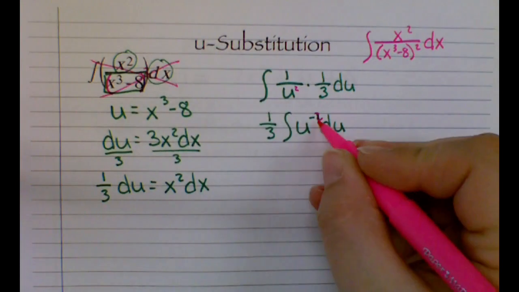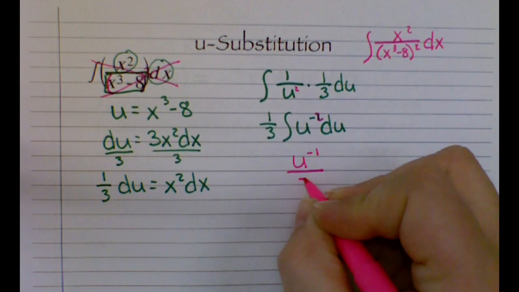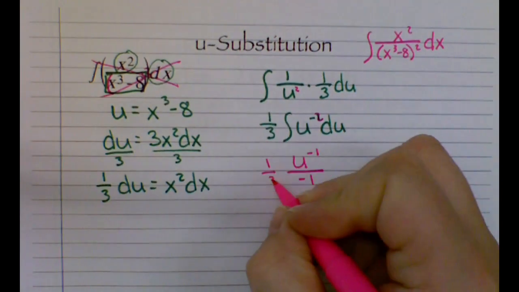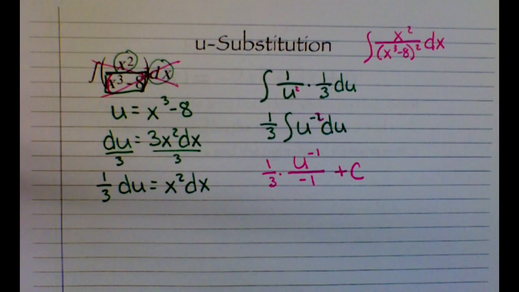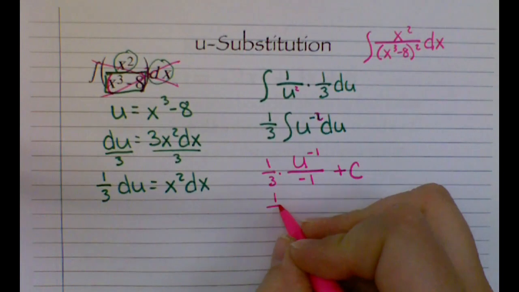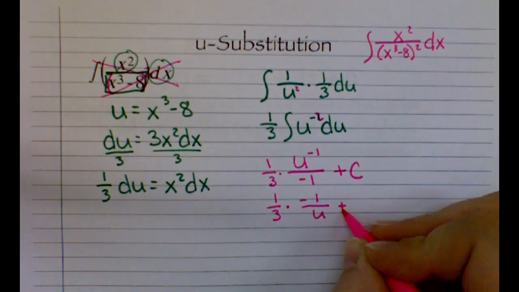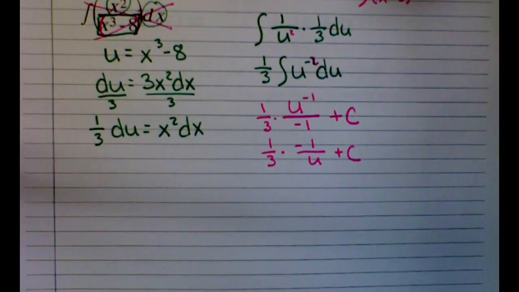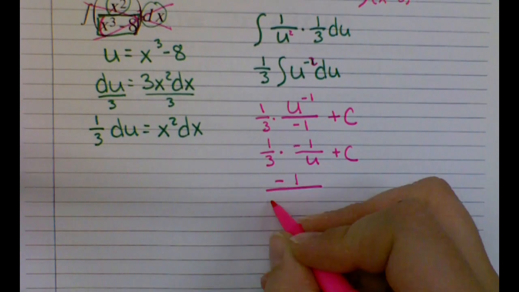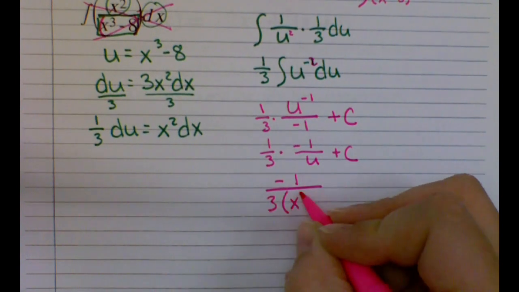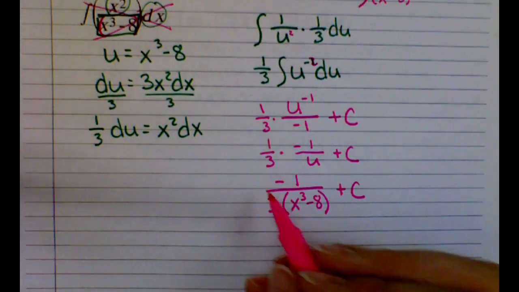So now we add 1 to the power, it becomes u to the negative first power, divide by that power. My 1/3 is still out front, and stick a plus c on the end. Well, that means 1/3 times negative 1 over u plus c. And now we just replace u. Negative 1 over 3 times u, where u is x cubed minus 8, plus c. And there's our final answer.